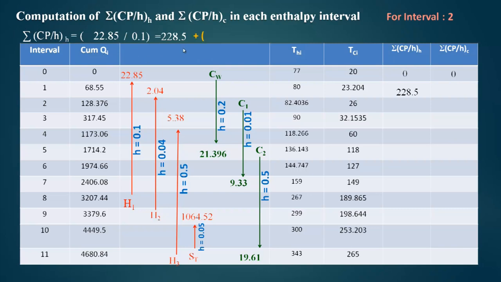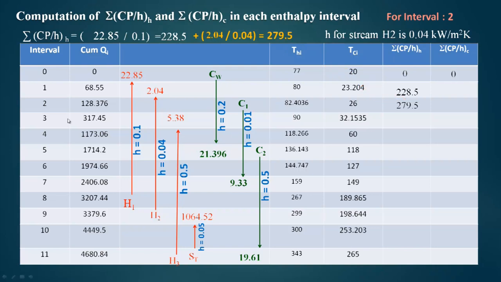So, let us see for enthalpy interval 2, the summation of this value will be equal to, we add this value divided by the heat transfer coefficient of the second stream, and we add these two, we get this 279.5. So, that moves here.